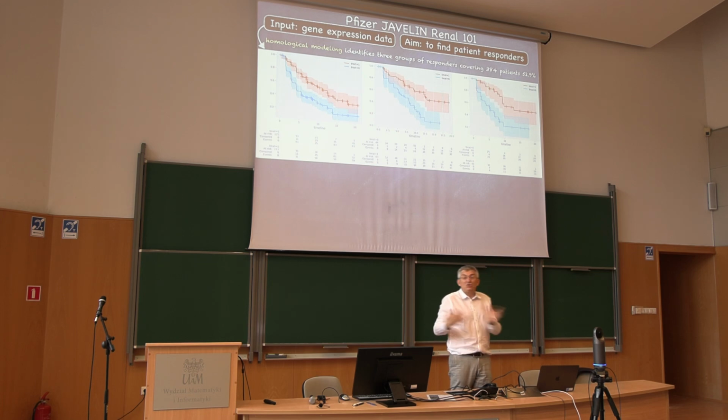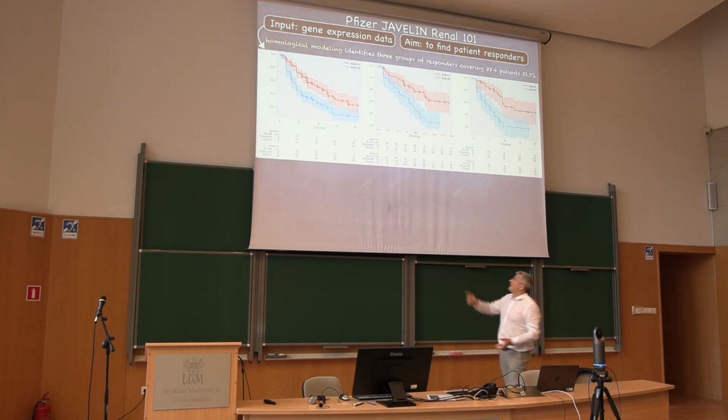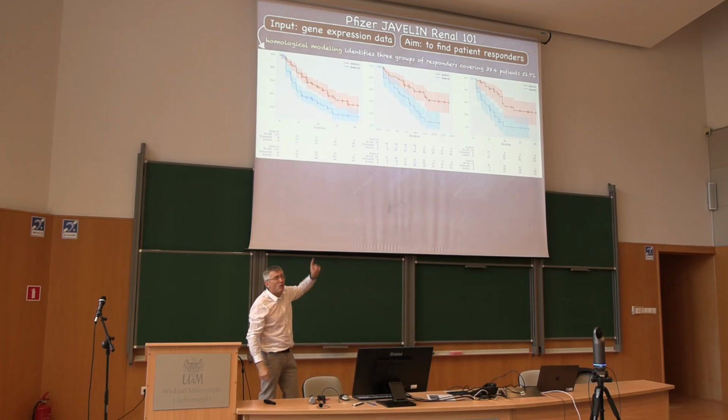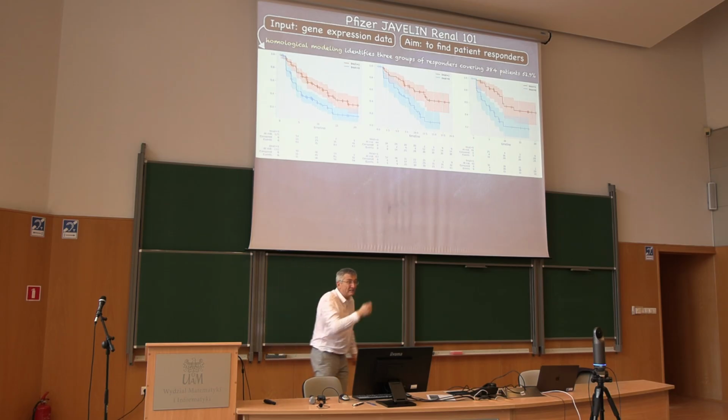Okay? And then we checked clinical information. What is so special about these patients? And it turns out that in all these groups, the survival rate, the Kaplan-Meier, was much better than for the entire cohort. So definitely these people should be prescribed this new therapy.